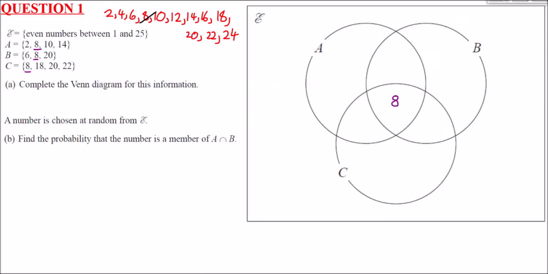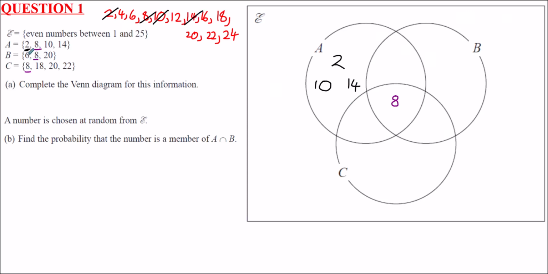So next, let's have a look at this 2. So we've got 2 here in A, but does 2 appear anywhere else? Well, it's not in B or C, so we just put 2 in A, so we can cross off 2. 8 we've done. Then 10, does it appear anywhere else apart from in A? Not in B or C, so we can include 10 in A like so, then cross off 10. Then we've got 14. 14 here in A isn't in B or C, so we can just put 14 in A and cross off 14.